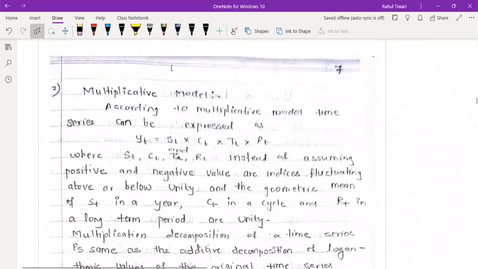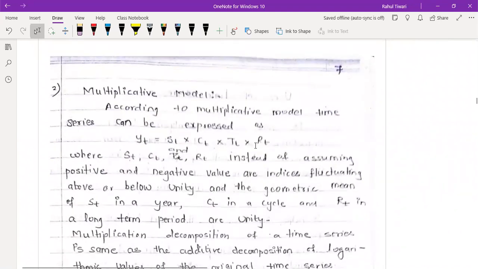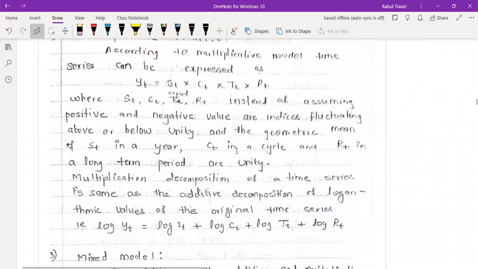Then we have a multiplicative model, which means we just multiply all components. Why are we taking this approach? See, if one component is going to be zero, then the whole product is going to be zero and your trend value becomes zero.